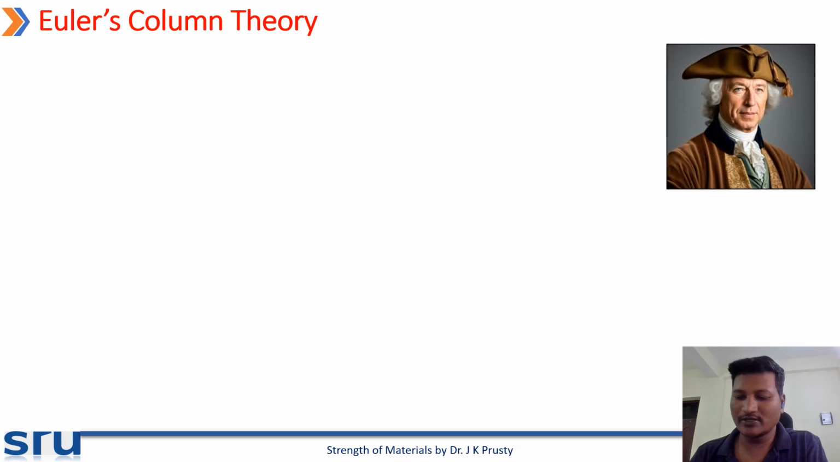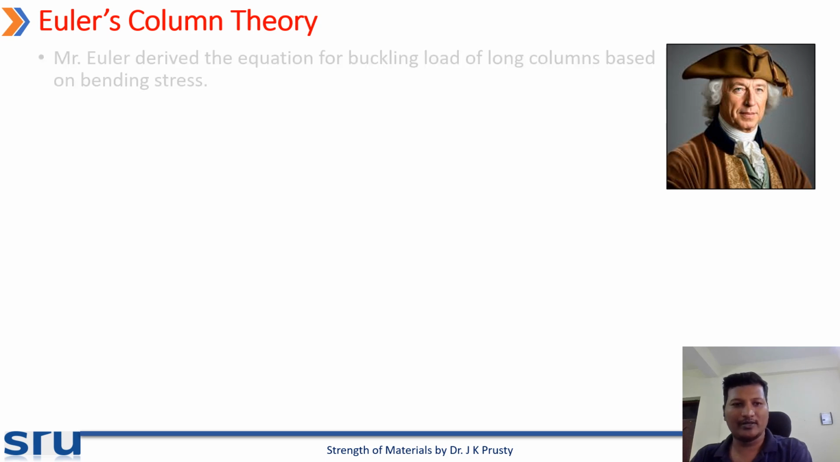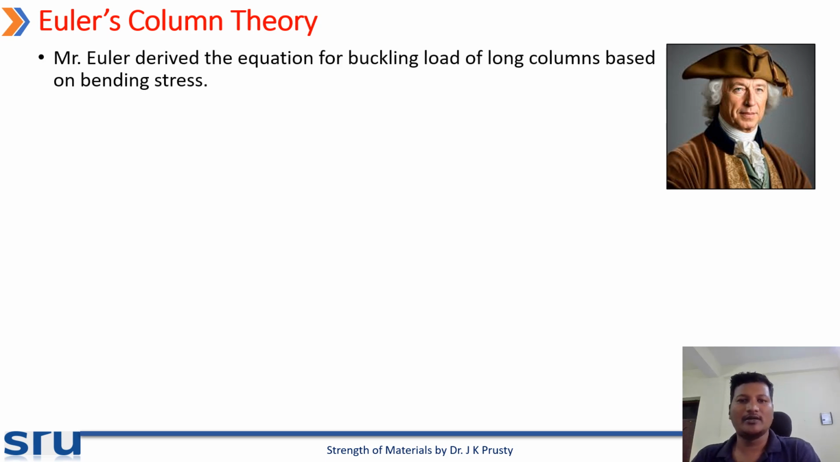Coming to Euler's column theory. We understood what the problem is: buckling failure. To predict the buckling failure of the column, the mathematician Euler developed, after several experiments, a theory where you can predict the buckling load of a long column, which is based on the bending stress. He derived an equation for buckling load of a long column based on the bending stress.